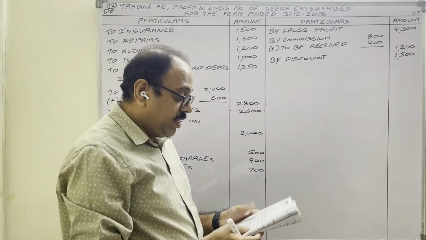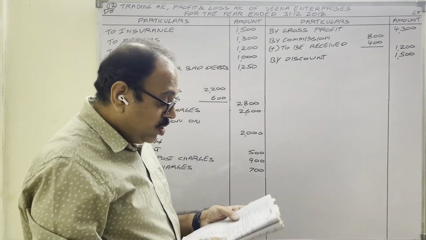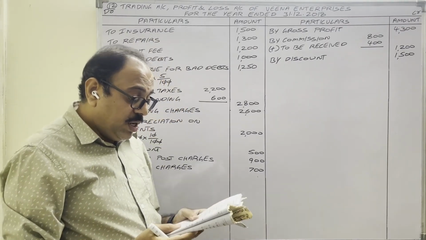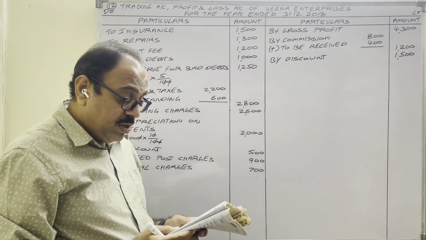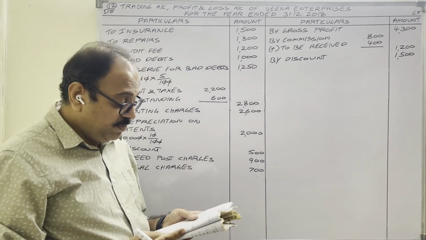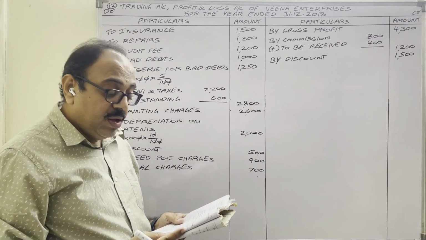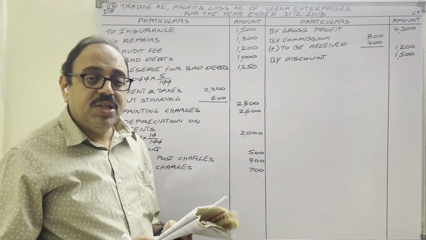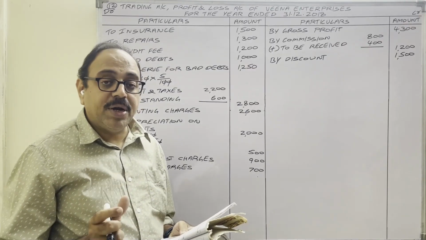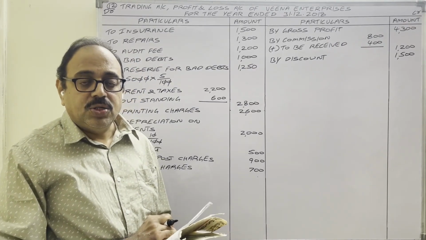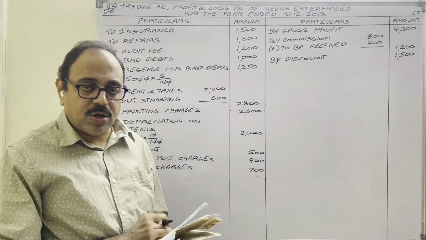Trial balance completed. Come to adjustments. Closing stock not here. Reserve for bad debts completed. Depreciation on patents over. Outstanding rent completed. Commission receivable completed. Interest on capital. In the 11th problem I have explained interest on capital in detail. So the video link is available in the description box.